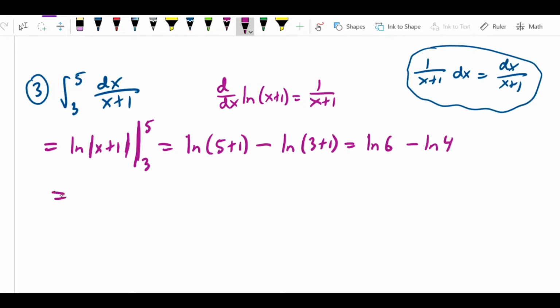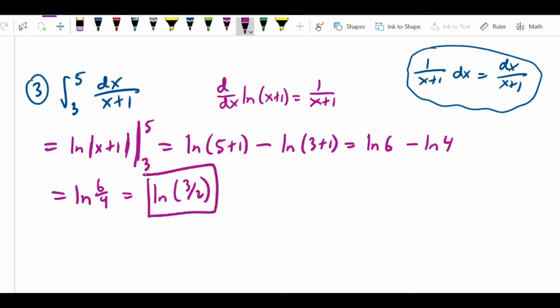I'm going to write this in a little bit more compact form. That gives us ln of 6 over 4, which equals ln of 3 halves. That's the form that I like, although it would certainly be reasonable to write ln of 6 minus ln of 4, or ln of 3 minus ln of 2. Either of those would be valid answers.